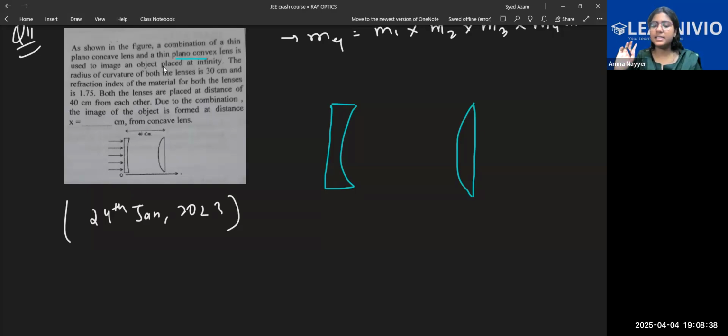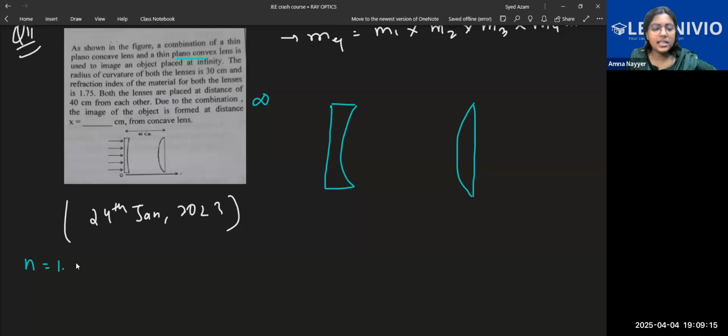So your object distance is infinity, right? For the first lens, your object distance here will be at infinity. The object is at infinity. It is saying the radius of curvature of both the lenses is 30 centimeter. Okay. So if you have the radius of curvature of both the lenses, you can predict many other things also. This is saying the refractive index of the material for both the lenses is 1.75.